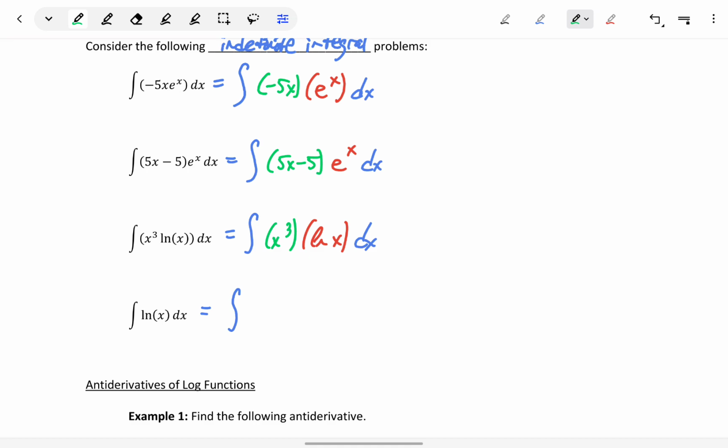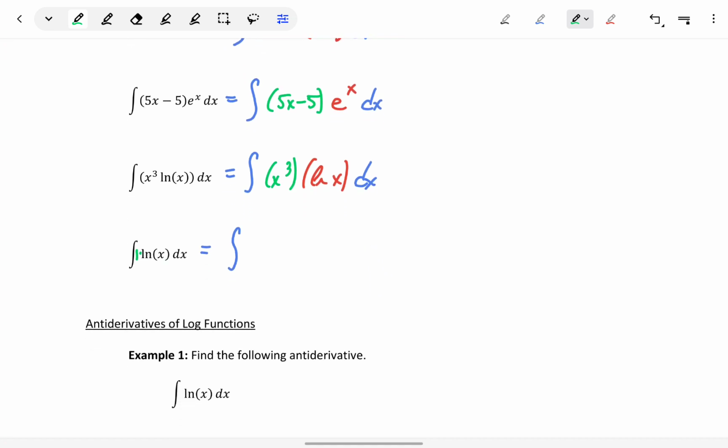But in order to integrate the natural log function, we're going to have to insert mentally the idea that we have 1 times the natural log of x. So we can multiply anything by 1, it doesn't change anything. We need to think of 1 as the first function in this case, and natural log of x as the second function in this case.